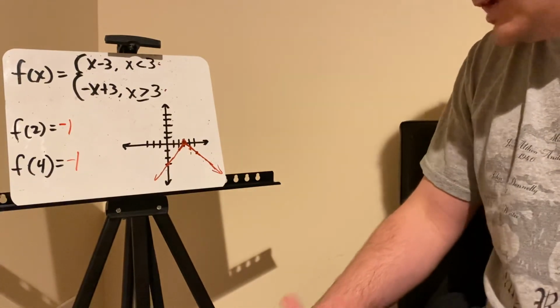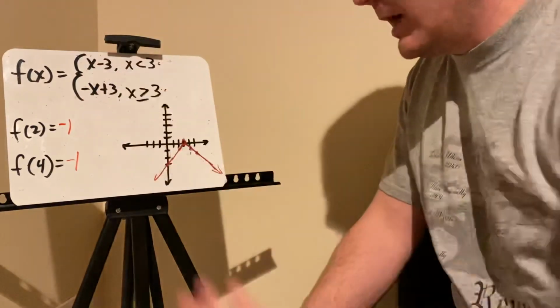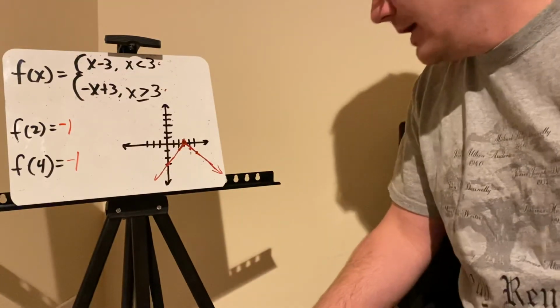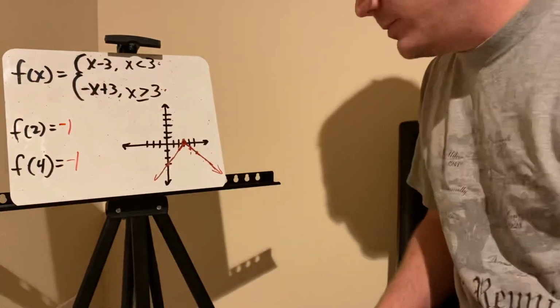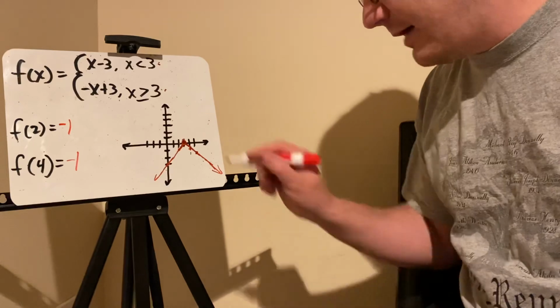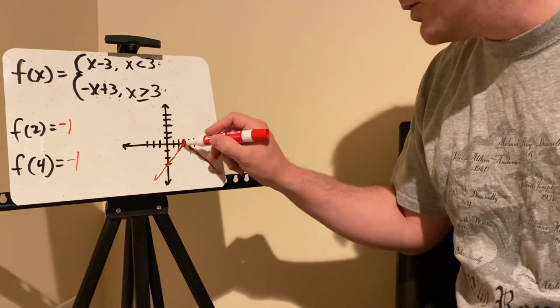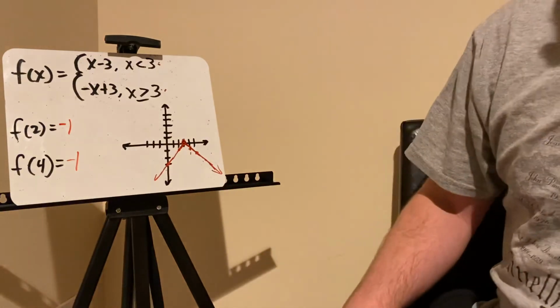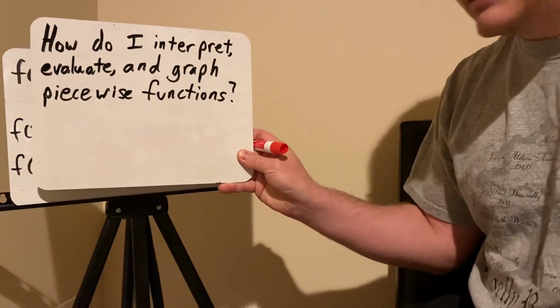Again, you can write absolute value functions as piecewise functions. It's another way to write them. I didn't want to belabor that example. Sometimes we have just values, and we substitute them back in. I've shown you how to graph this using your slopes, finding other coordinates like your y-intercept, things like that. So how do I interpret, evaluate, and graph piecewise functions?